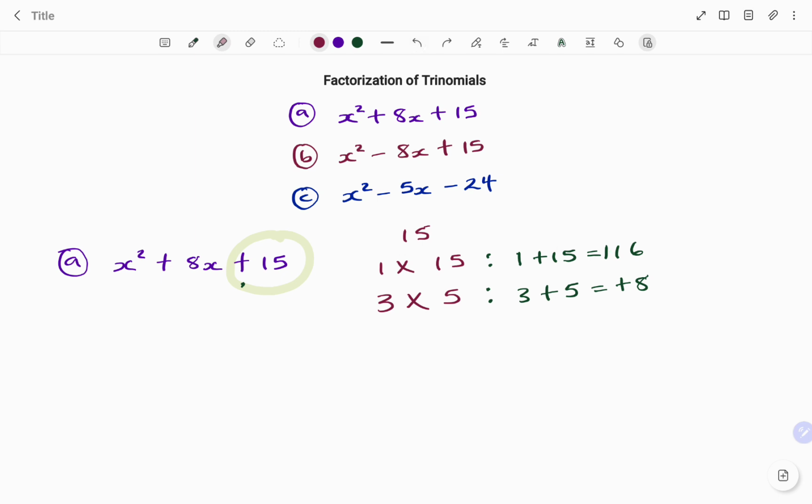So therefore, to factorize, we start by opening up our two brackets. Factors of x squared, that's the first term, is x times x. We split it up in the two brackets.